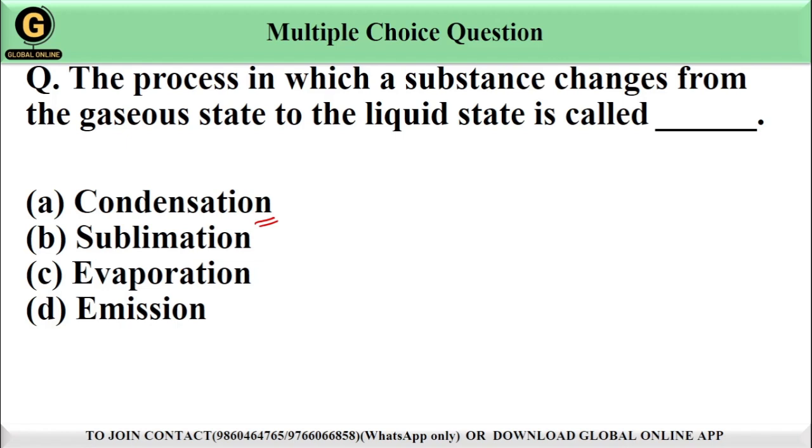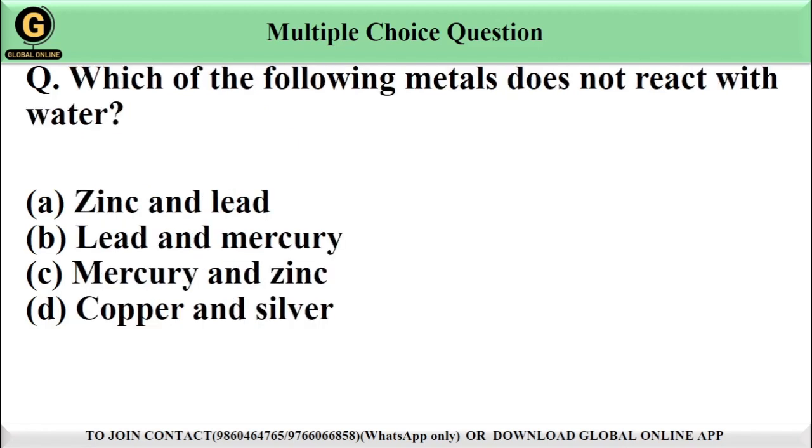Next question is, which of the following metals does not react with water? Options are given: zinc and lead, lead and mercury, mercury and zinc, copper and silver. Copper and silver do not react with water under normal conditions. These metals are relatively unreactive with water.